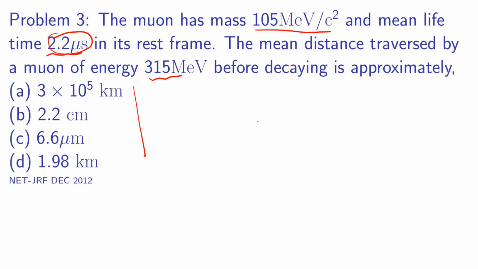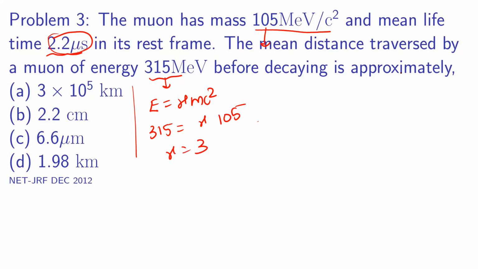Okay, so the quickest way to do this, there are different ways to do this, of course. One way is to see that mass is given, all right, and the energy of the muon is given. So we know that E is equal to gamma mc square. So 315 is the energy, that's equal to gamma multiplied by mc square, which is 105. So you see that gamma is equal to 3, because 105 multiplied by 3 is 315, right? Yes, correct. So gamma is 3.